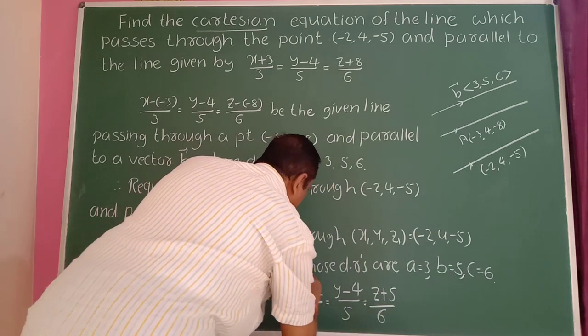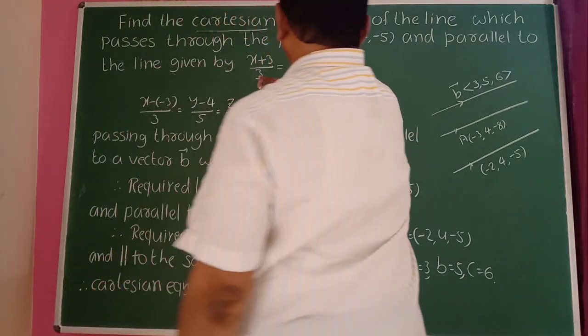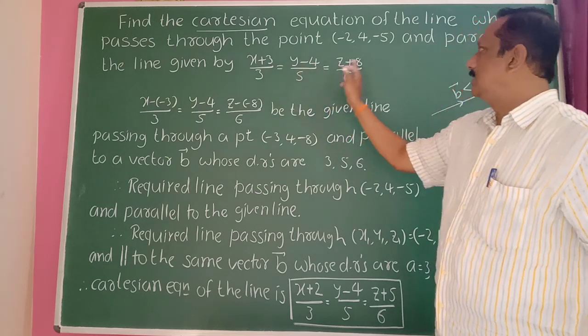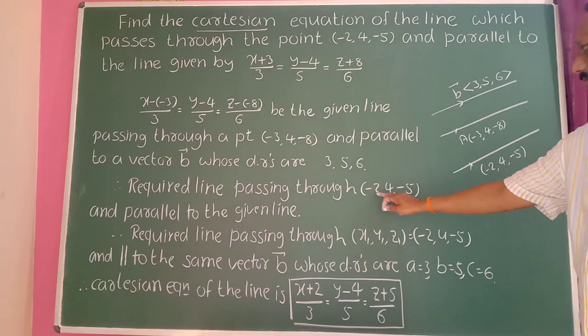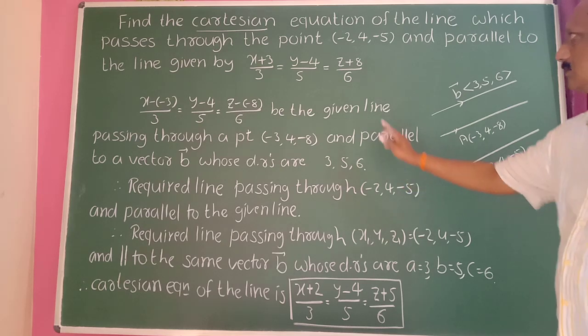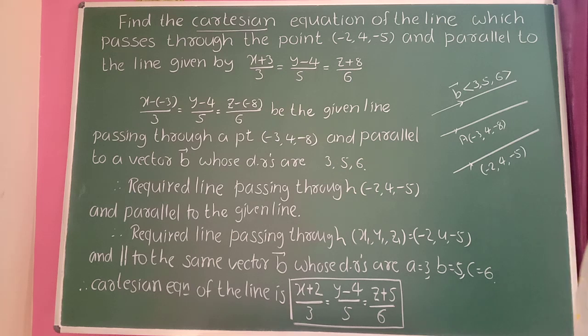Okay, the line is parallel to the given line. Therefore, the denominator terms are the same, 3, 5 and 6. So just change these coordinates: x1 is -2, y1 is 4, z1 is -5. Just replace here, and we get the required equation of the line passing through the given point and parallel to the given line.